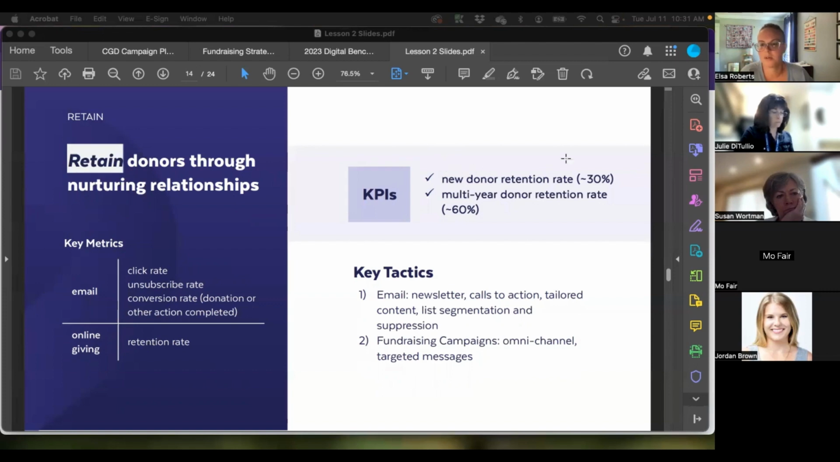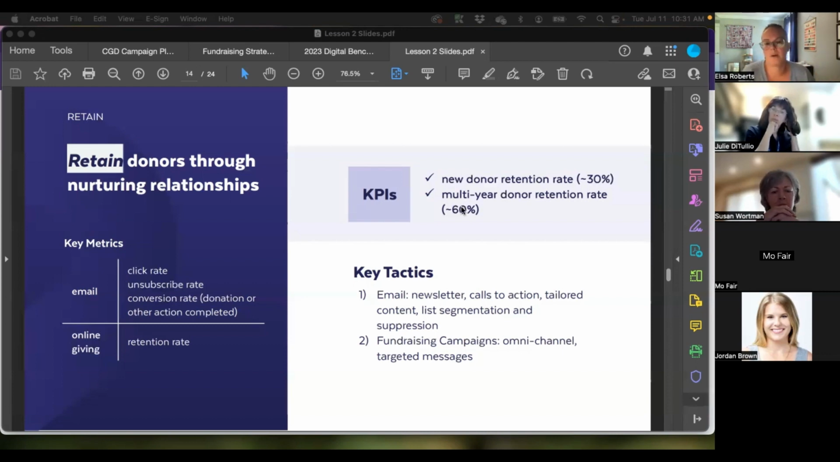And then for KPIs, having a new donor retention rate of a certain amount, approximately 30%, is kind of industry standard right now. Multi-year donor retention rate typically hovers around 60%. Of course, this is different by organization. These numbers are a reference to the benchmarks for a larger sampling of nonprofits.